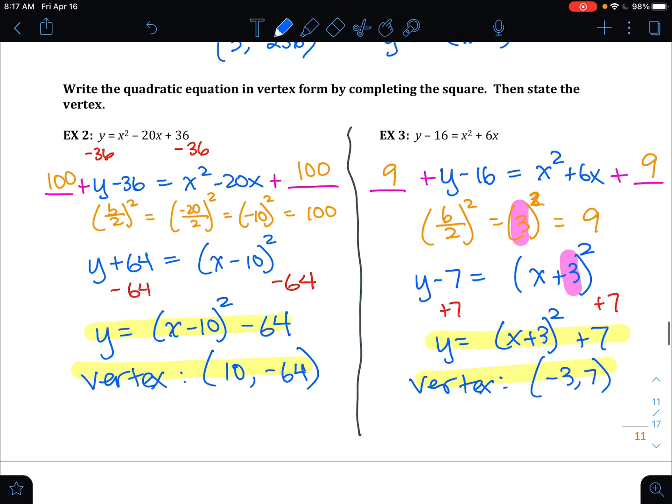Okay. All right, so that is completing the square. And remember, the reason we're doing this is we're going from standard form to vertex form. Okay, standard to vertex.